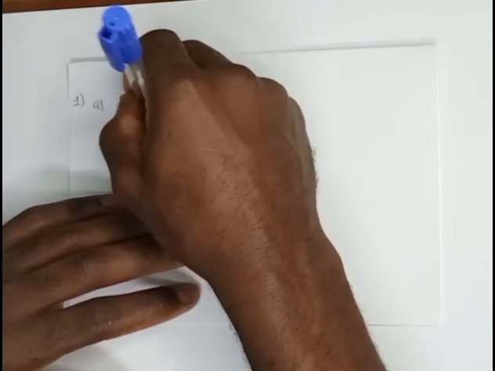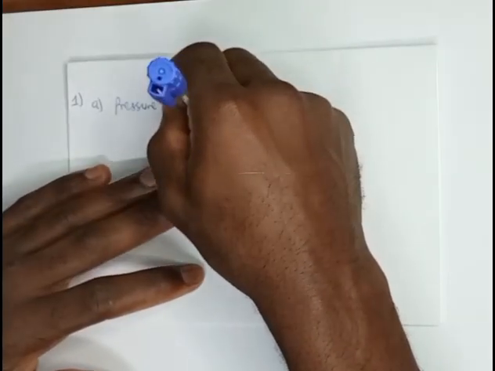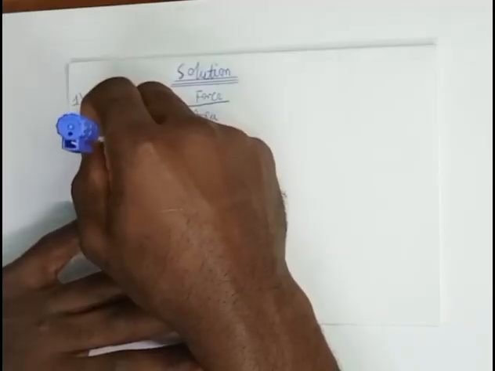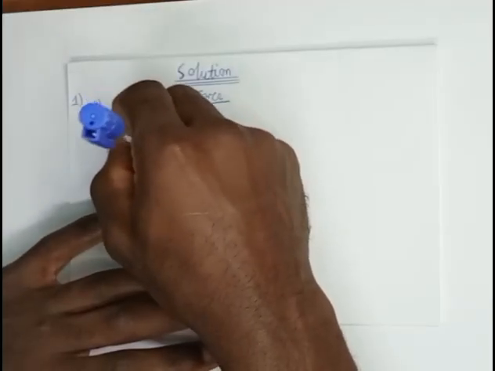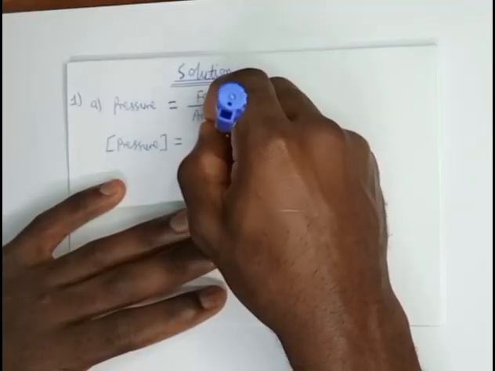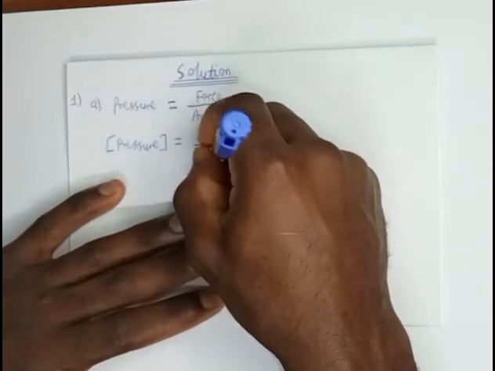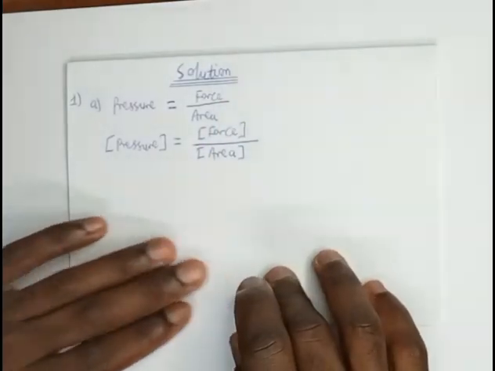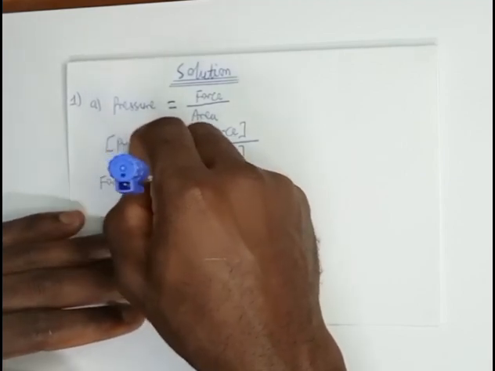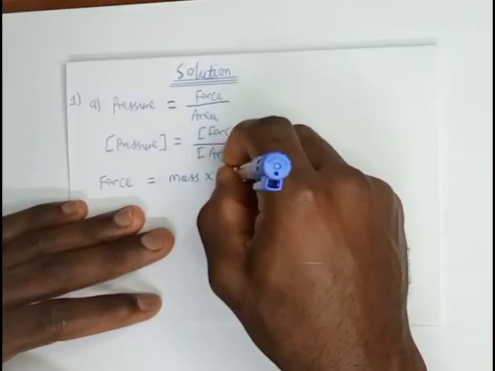Pressure is simply equal to the force per unit area. Simply means the dimensions of pressure will simply be equal to the dimension of force all over the dimension of area. Now we have to find the dimension of force. So force is simply equal to mass times acceleration.